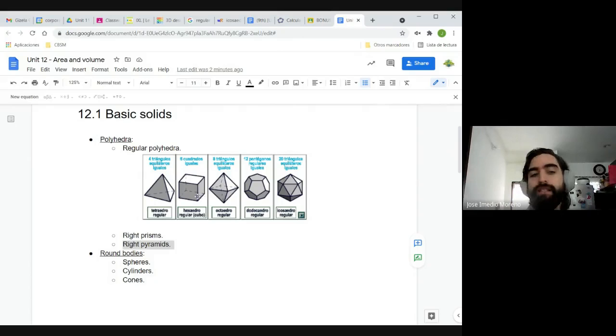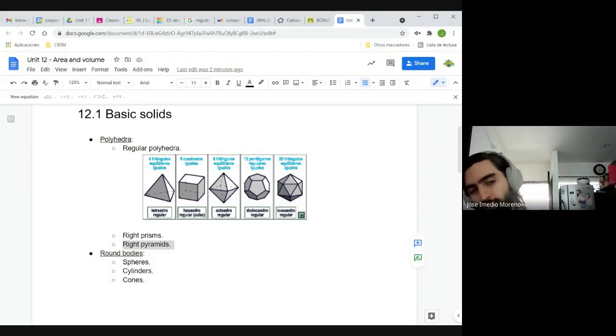Hexahedron, six faces, each one of them squares. This is the octahedron, eight equilateral triangles. Dodecahedron, that's 12 faces, which are polygons. And then we have the icosahedron, which has 20 faces that are equilateral triangles. Those are the most common regular polyhedra.